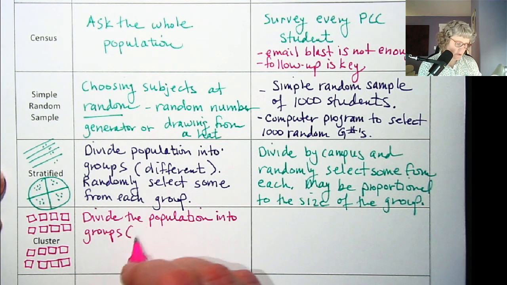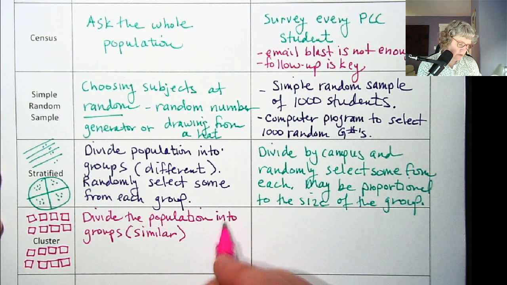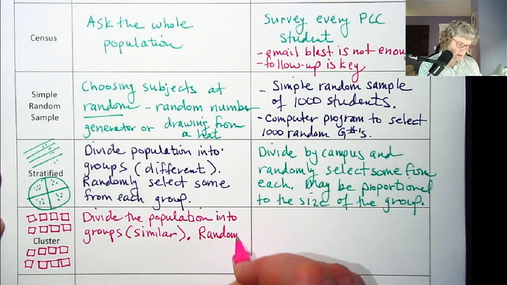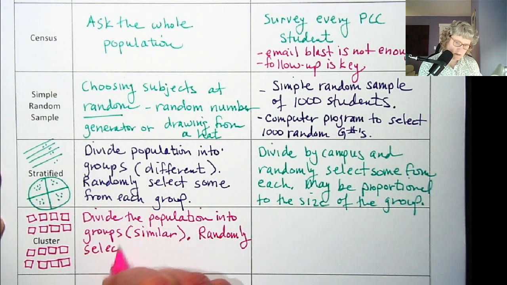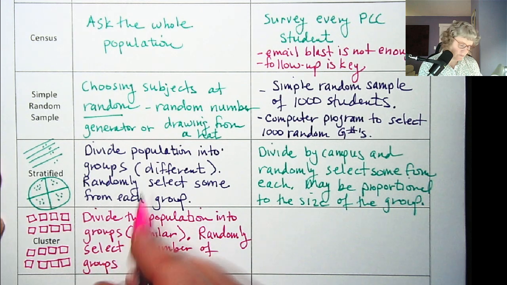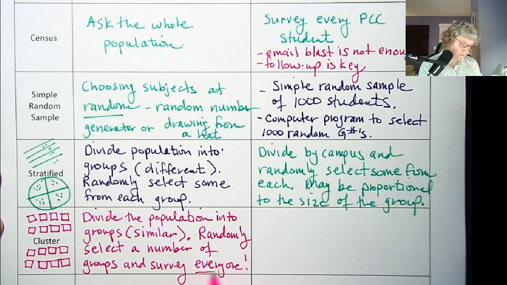Now this works more for similar groups. Okay, so this might be CRNs, like particular classes. Divide the population into groups that are similar. Randomly select a number of groups and survey everyone in those groups.